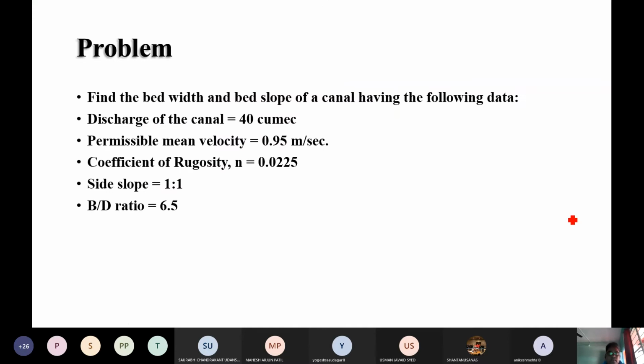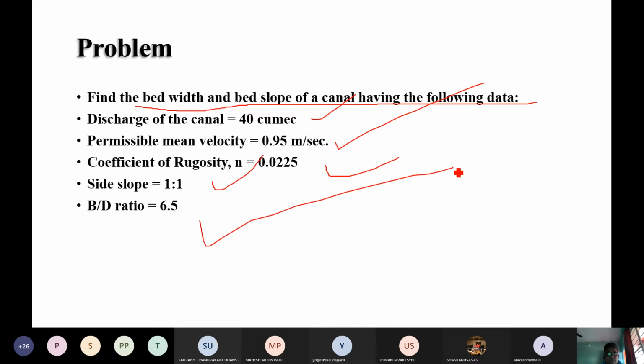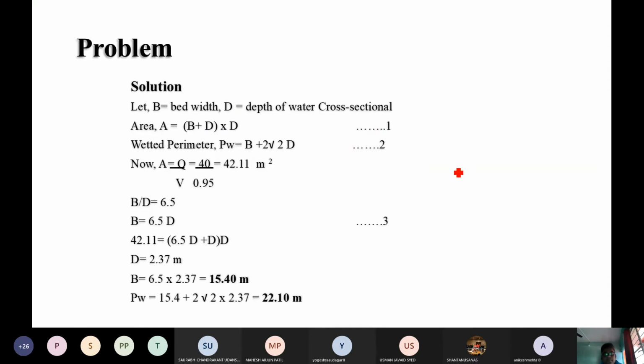Second problem, let us see, note down this problem. Find the bed width and the bed slope of a canal having the following data. 40 cumecs is the discharge. Mean velocity is given 0.95. n value is 0.0225. Side slope is given. B by D ratio is also given. So how to solve it? Area you know, (B plus D) into D. Wetted perimeter B plus 2 square root 2 D. Then discharge Q is equal to 40, area can be found out. Velocity is 0.95.